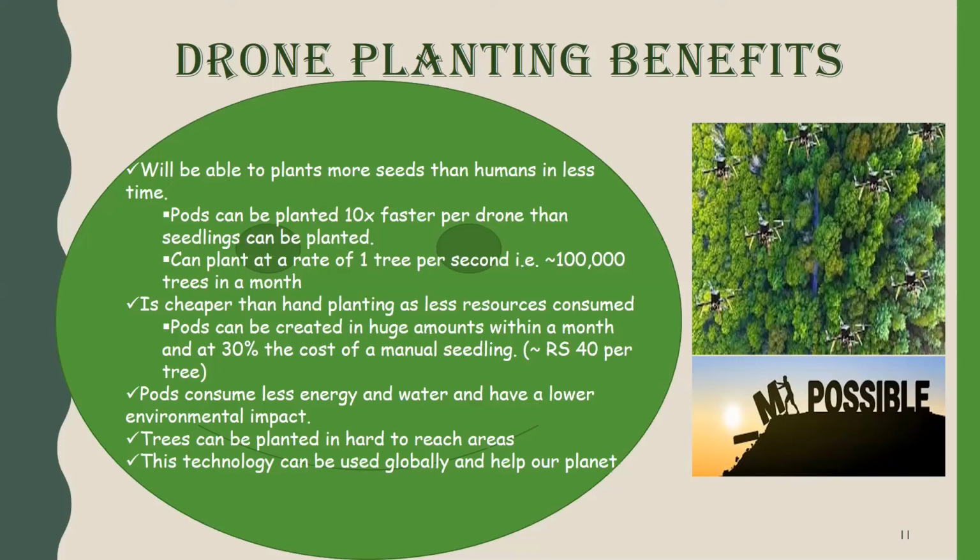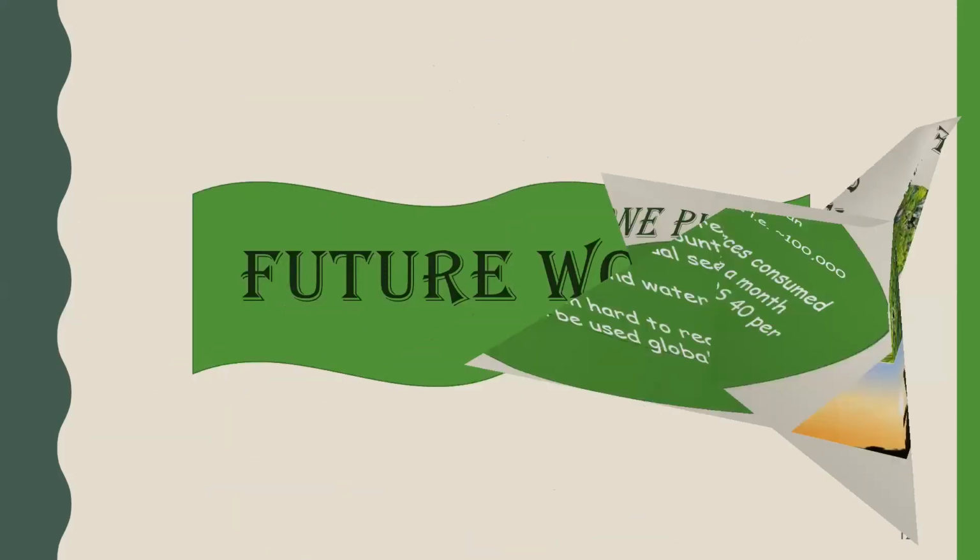Pods consume less energy and water and have a lower environmental impact. Trees can be planted in hard to reach areas. This technology can be used globally and help our planet. Some countries are using drone planting, but we are thinking that the whole world should use drone planting for our planet to be healthy. And now, the future work.